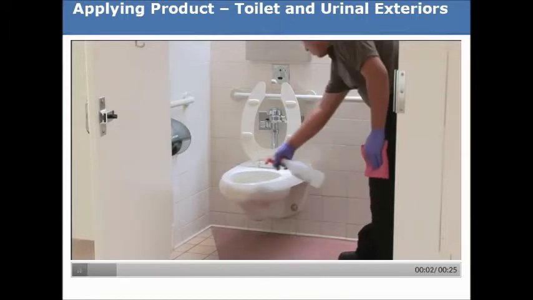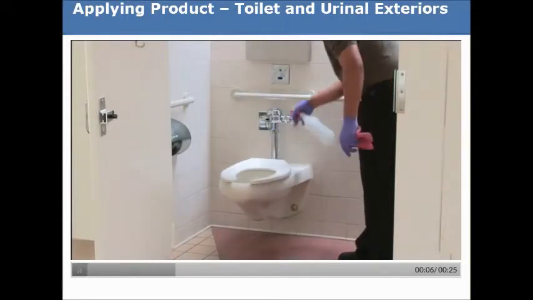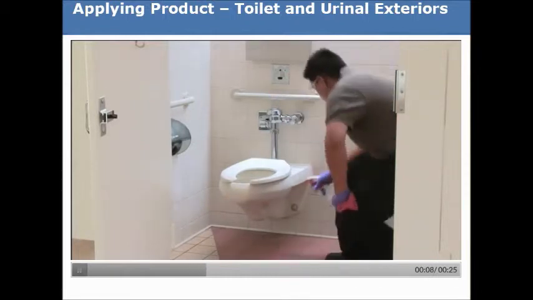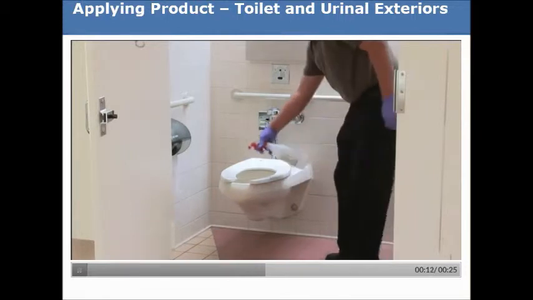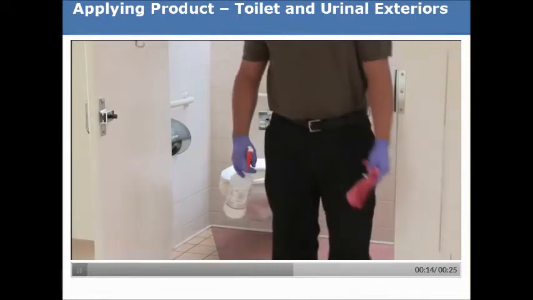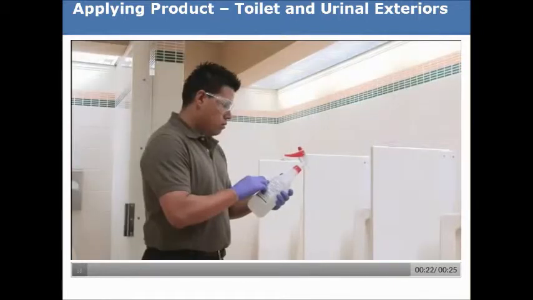Once you've applied cleaners to the inside of toilets and urinals, apply the appropriate cleaners to the exteriors as well. Spray the outside of the toilets and urinals, including the chrome, back wall area, and floor immediately around the toilets and urinals with a disinfectant cleaner. Leave the disinfectant on these surfaces so it has time to work. Check your label directions for contact time.